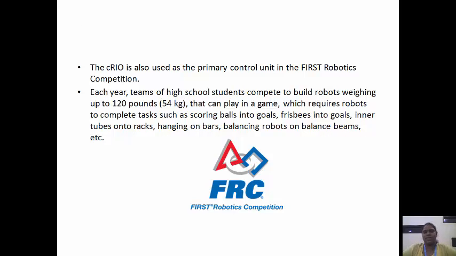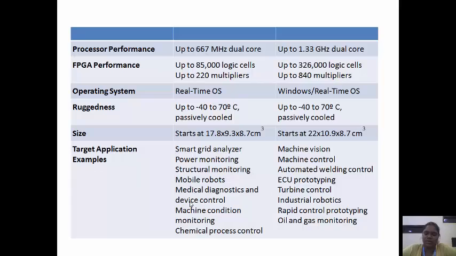One of the most common applications of the cRIO was in the FIRST Robotics Competition, and by FRC we mean the literal First Robotics Competition. It appeared in schools where huge robots were used. These robots were sent to competitions such as scoring balls in goals, frisbees, inner tubes on racks, hanging on bars, balancing robots on balance beams. And to check out all this, the FPGA as well as VGA cameras were used to take a look using the systems.